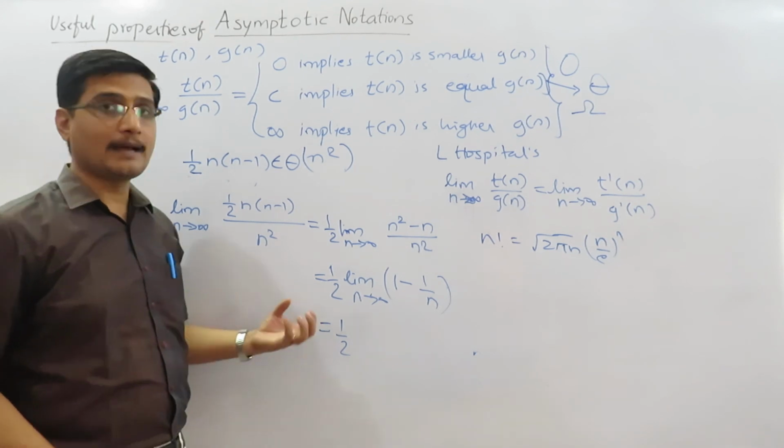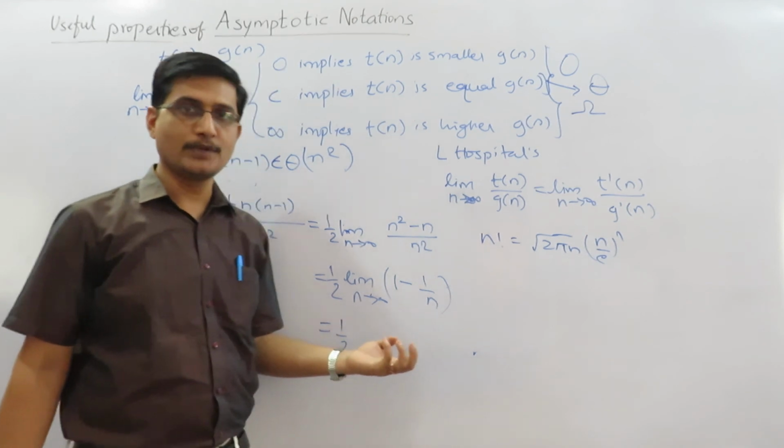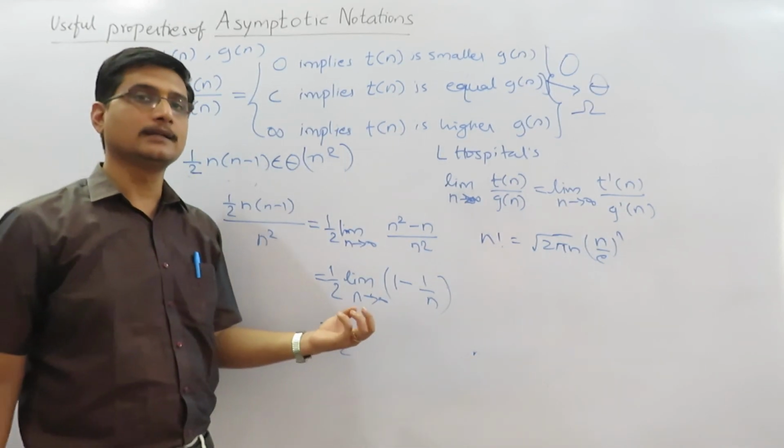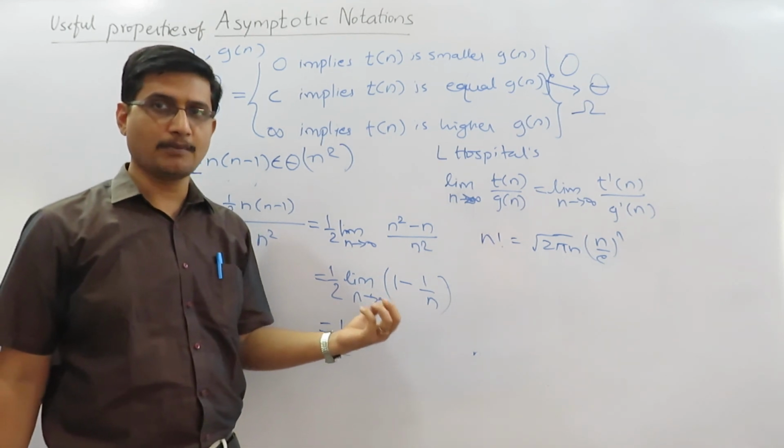Okay, this is how we can apply the limits for finding the order of growth of a function, which will give us the order of growth of the basic operations count of algorithms.